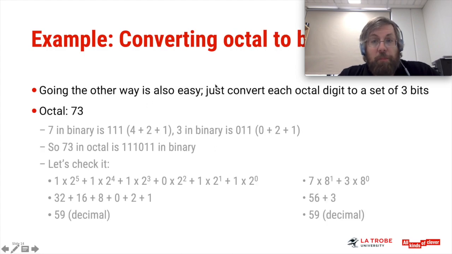Octal to binary is also easy. Just convert each octal digit to a set of 3 bits. So we have 7 in binary is 111, 3 in binary is 011. So 73 in octal is 111011. It checks out.